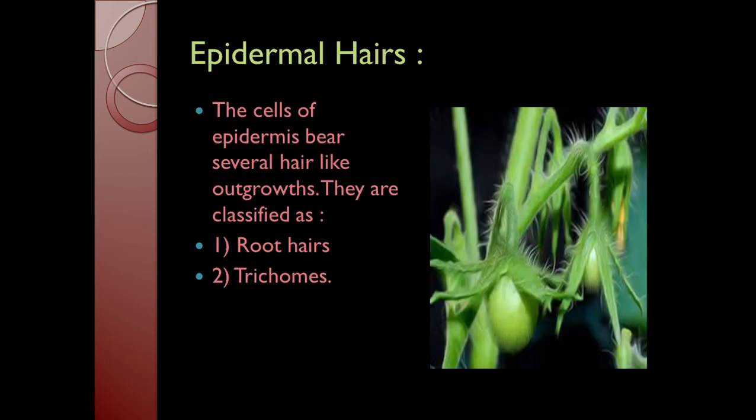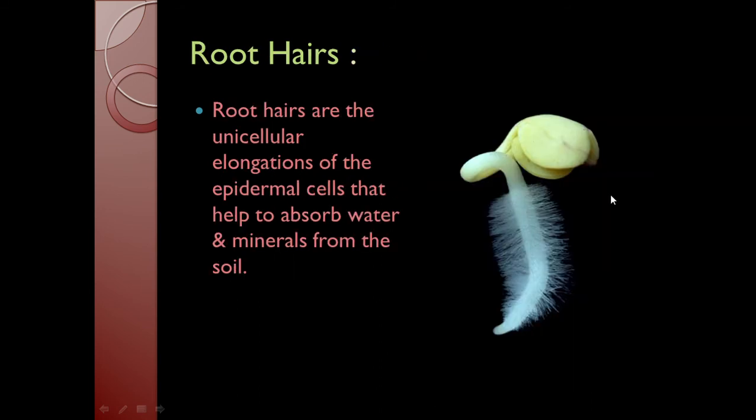The next point is epidermal hairs. The cells of the epidermis bear several hair-like outgrowths. They are classified as root hairs and trichomes. For example, on the tomato plant, you can observe such hair-like outgrowths. So these hair-like outgrowths are epidermal hairs and the type is trichomes. First type is root hairs. Root hairs are the unicellular elongations of the epidermal cells that help to absorb water and minerals from the soil.